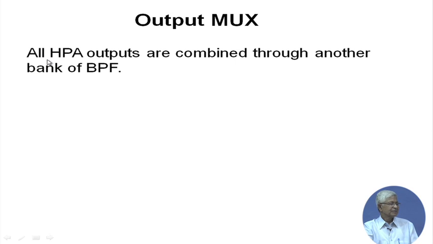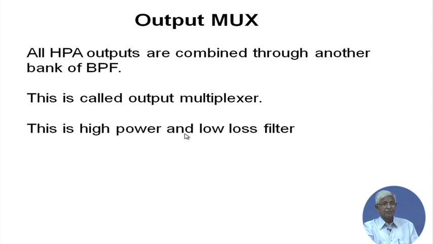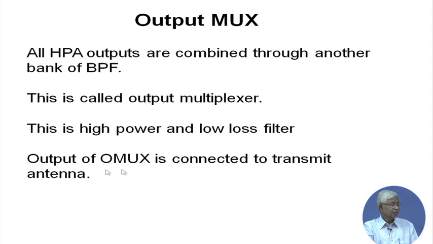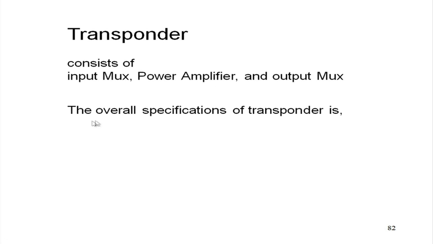Then the output of each of these amplifiers has to be combined again, so we have another multiplexer, the output multiplexer. All HPA outputs are combined through another bank of band pass filters. This is called the output multiplexer. These band pass filters are difficult to design because they have to handle high power, since the power amplifier has already been placed before them. This is a high power, low loss filter, and the output mux, or O mux, is connected to the transmit antenna. So a transponder consists of the input mux, the power amplifier, and the output mux.